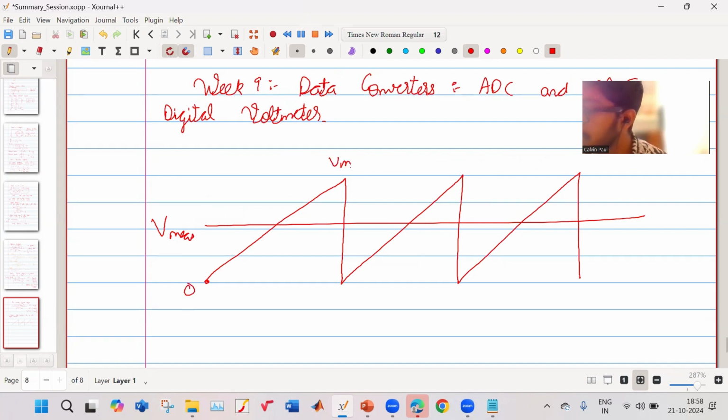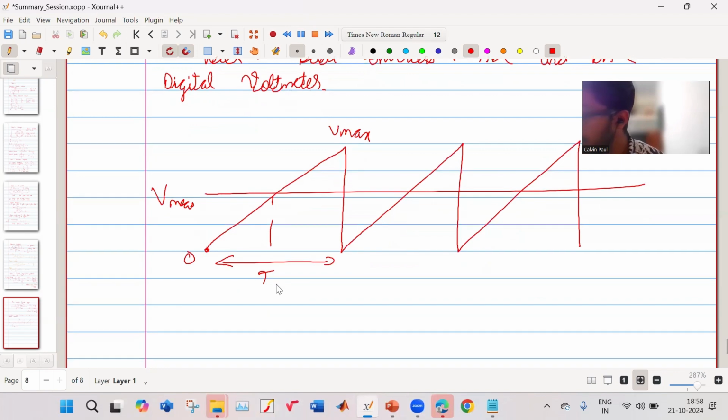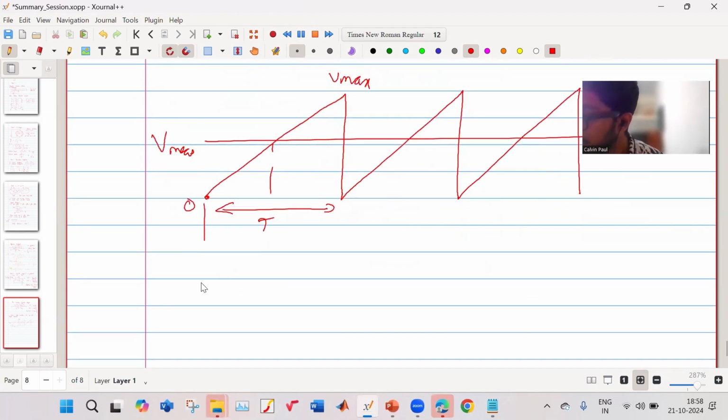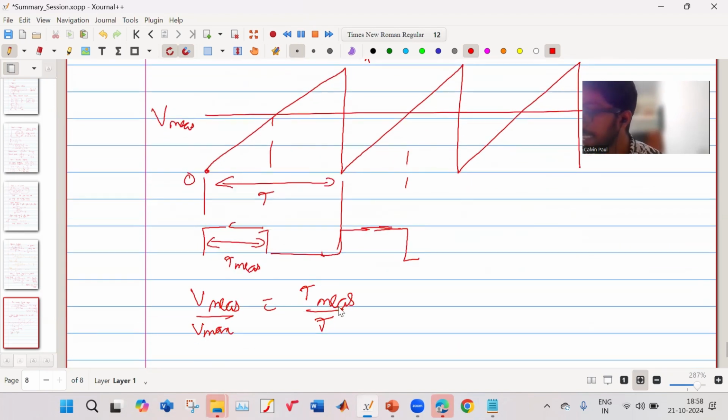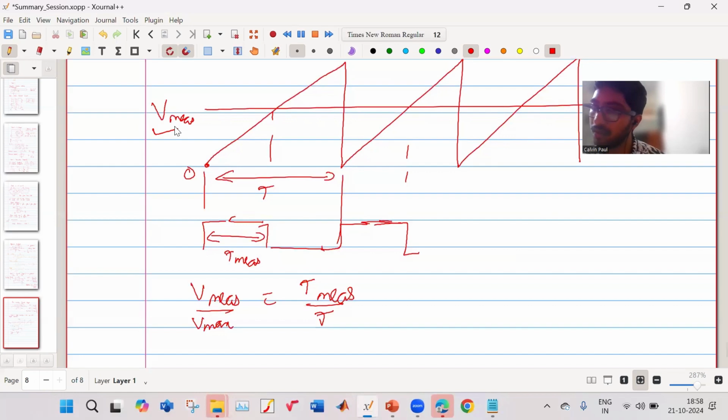So you know 0 and Vmax. You know how much time this is taking. So if at this time I have a comparator and it is high over here and then it goes low over here. Again here it goes high, then again over here it will go low. So if I can measure this time, if this time is t measured, then my V measured upon V max is equal to t measured upon t. In this way, I can estimate what is the voltage.